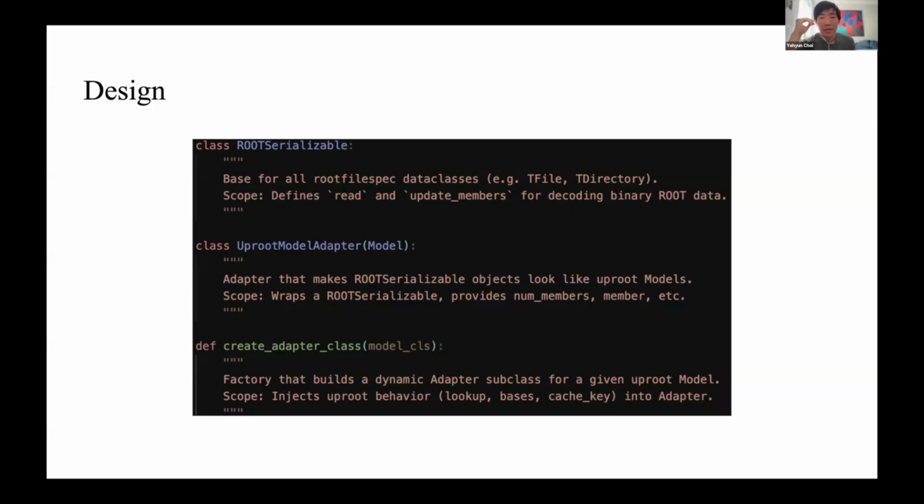And for example, if we added support for a new root type, we could just do that in rootFileSpec instead of digging through the whole code base in Uproot and affecting their higher level logic.